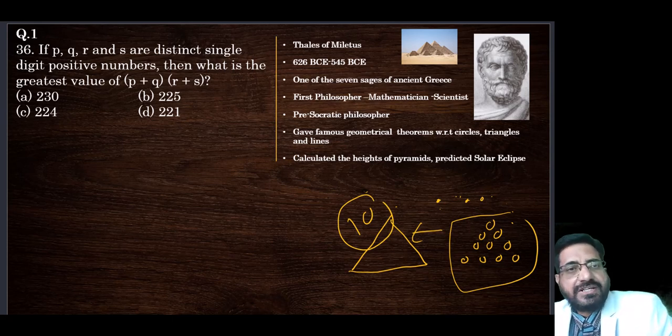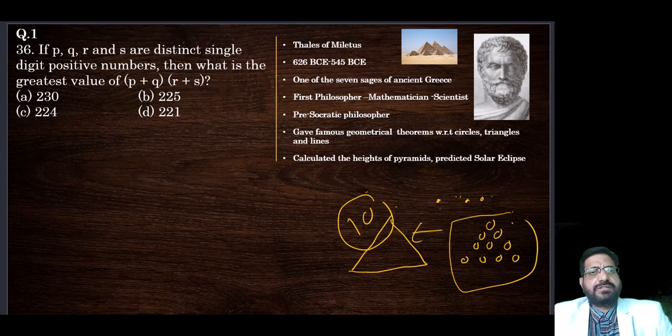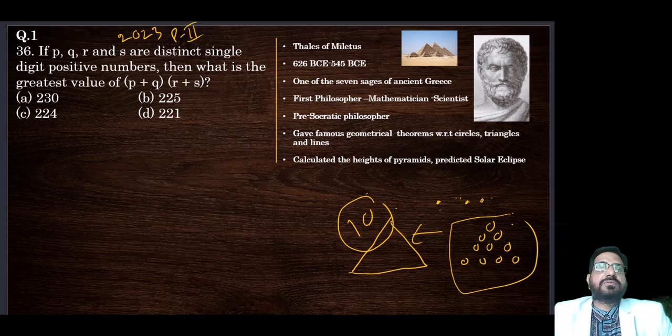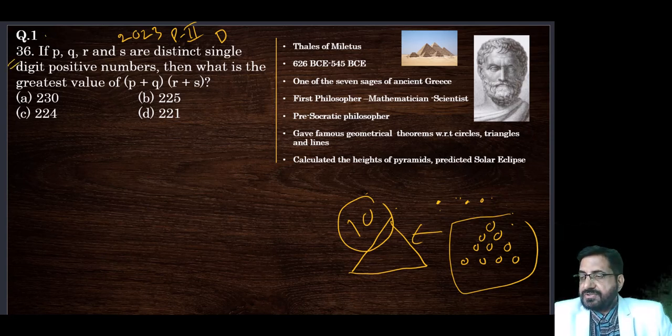Okay, that's all history. Now, looking at this first question: if P, Q, R and S are distinct single digit positive numbers, then what is the greatest value of P plus Q and R plus R? In the question paper, this is question number 36, D series, of the 2023 IAS Prelims question paper 2. Here I have taken it as question number 1.